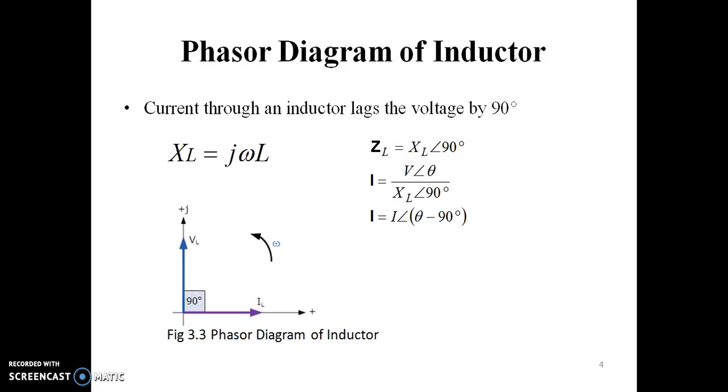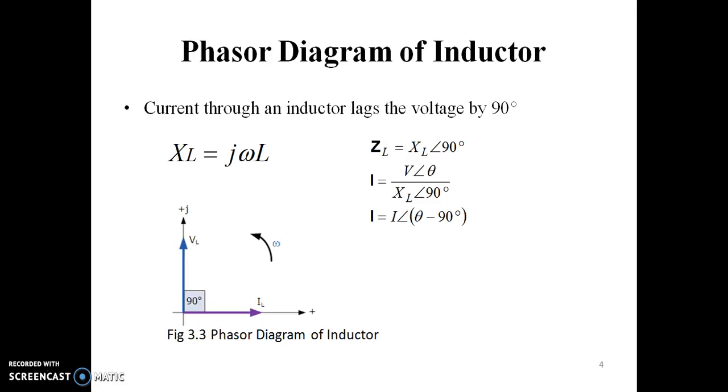Phasor diagram of inductor. The current through an inductor lags the voltage by 90 degree. The inductive reactance is given by j omega L, where j is the complex number equal to root over minus 1, omega is the angular frequency, which is equal to 2 pi f, where f is the frequency of the supply and L is the inductance. So inductive reactance is given by XL angle 90 degree.